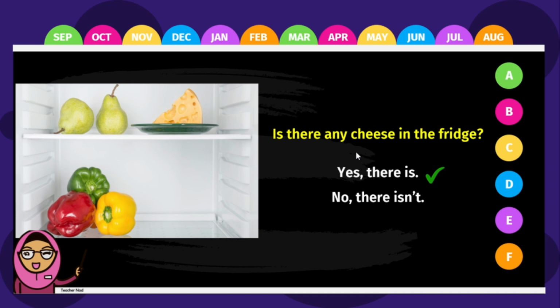Okay, cheese is uncountable. And then we have to use is. Is there any cheese? Okay, is here. Jawapan pun kena is. Okay, example number 2. Is there any milk in the fridge? Can you see milk here, boys and girls? No, right? So, the answer is no, there isn't. Okay? Is here. Kena is kat sini. Sebab milk tak ada dalam peti sejuk ni, so no, there isn't. Is not. Maksudnya benda tu tak ada.